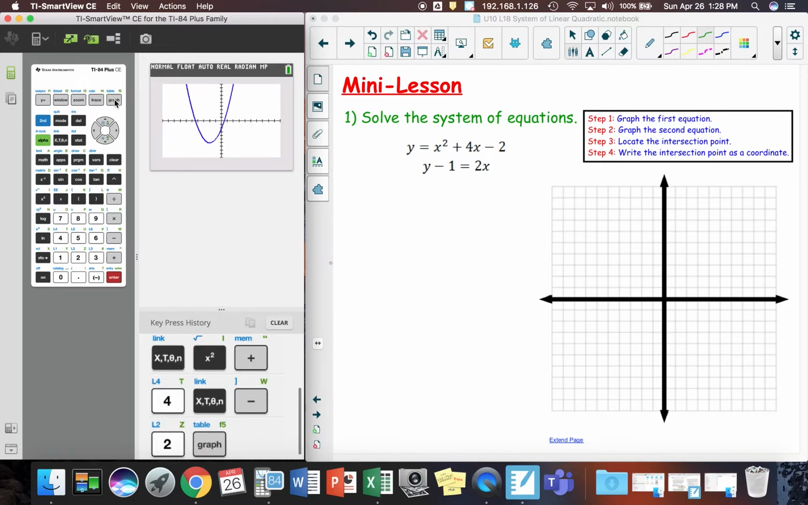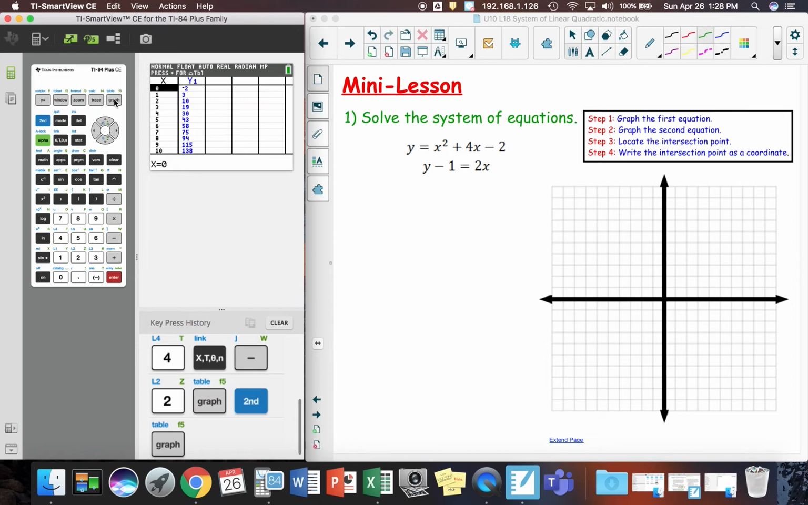So if I want to look at the graph, my graph here should look something like this, where we have that U shape. But again, we're going to look at the table. Now, graphing quadratics, we want to get numbers where it repeats on both sides. As you can see, if we go all the way down, these numbers get bigger and bigger and bigger, there's no way that it's going to start to repeat. So we're going to scroll up instead.